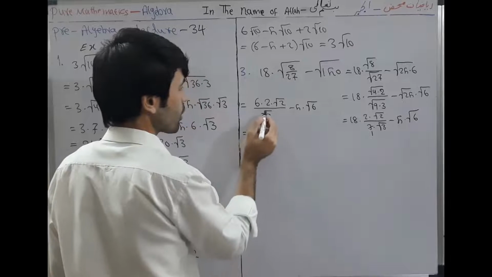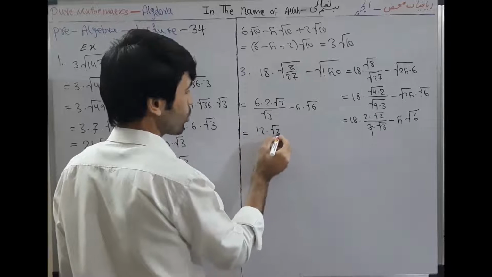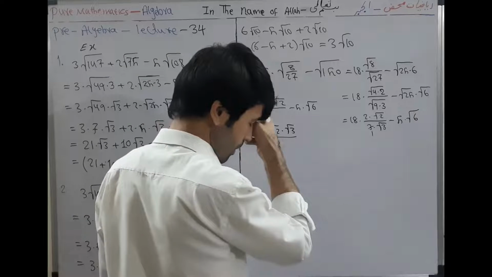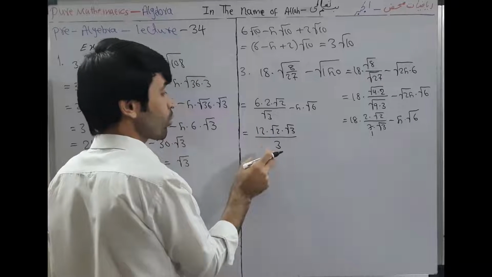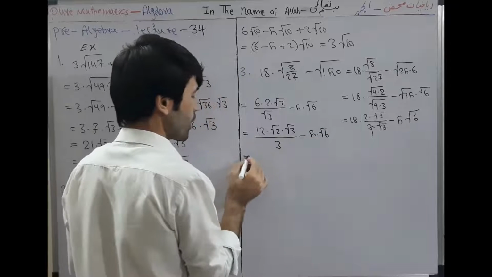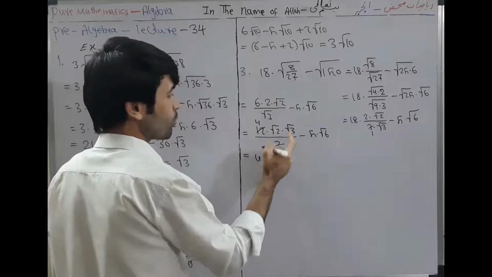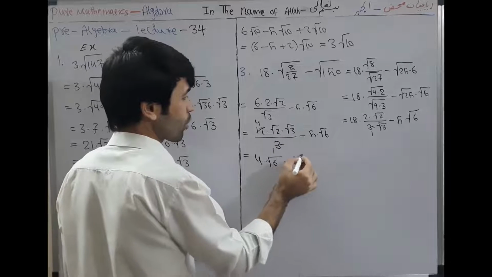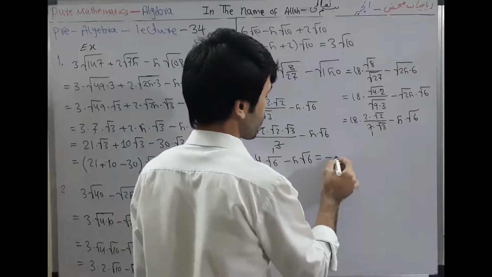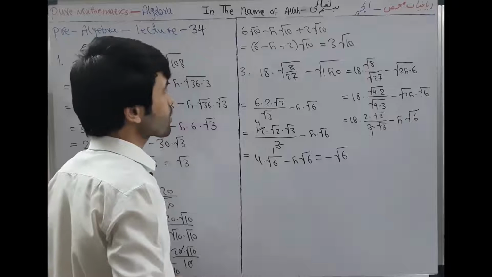Now we rationalize this root. 6 multiplied by 2, it is 12 into square root of 2 into square root of 3 over 3, since square root of 3 multiplied by square root of 3 is equal to 3, minus 5 into square root of 6. It is equal to, these two cancel, 4 into square root of 2 multiplied by 3, 6, minus 5 into square root of 6. It is equal to 4 square root of 6 minus 5 into square root of 6. It is equal to minus square root of 6. It is the answer.